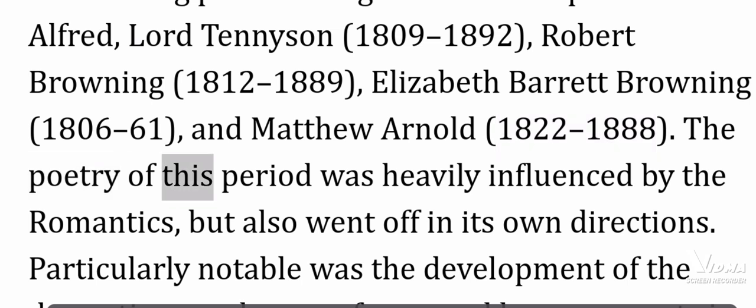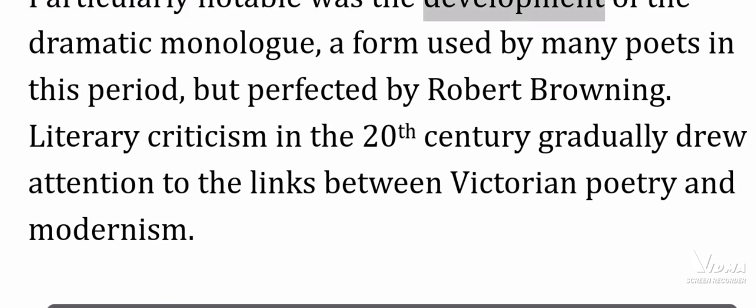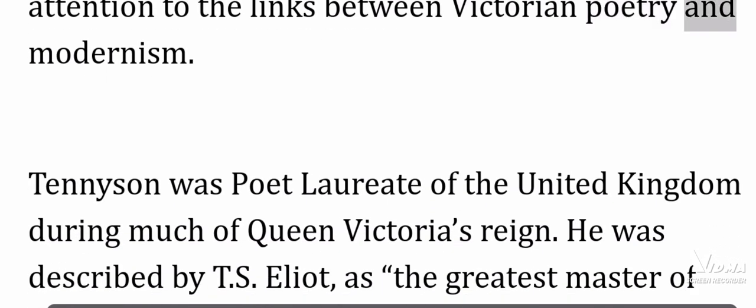The poetry of this period was heavily influenced by the Romantics, but also went off in its own directions. Particularly notable was the development of the dramatic monologue, a form used by many poets in this period, but perfected by Robert Browning. Literary criticism in the 20th century gradually drew attention to the links between Victorian poetry and modernism.